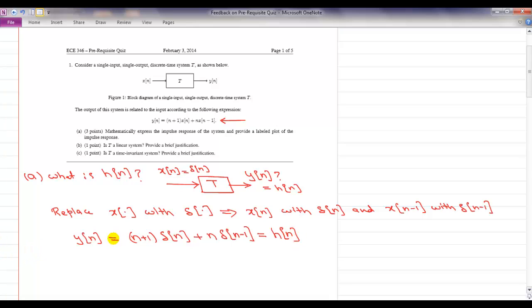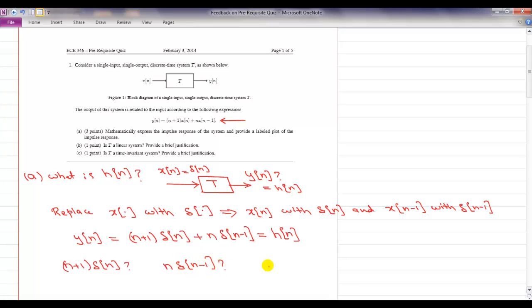Now, to some extent, the impulse response of the system in part A is solved mathematically if you write this. I would, however, like the students to simplify this further. I did not deduct marks though from students who did not end up simplifying it any further. So the simplification of this basically stems from the fact of what is (n plus 1) delta n, and what is n delta of n minus 1.